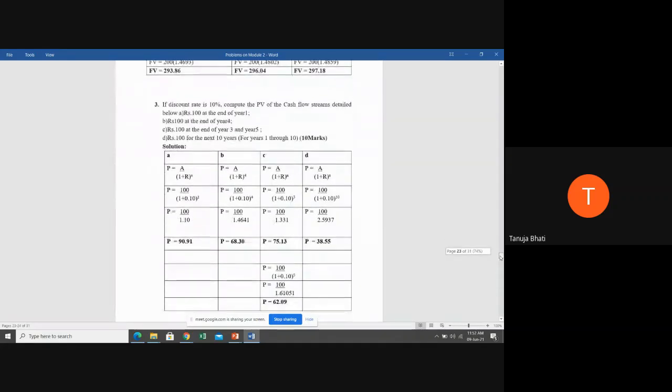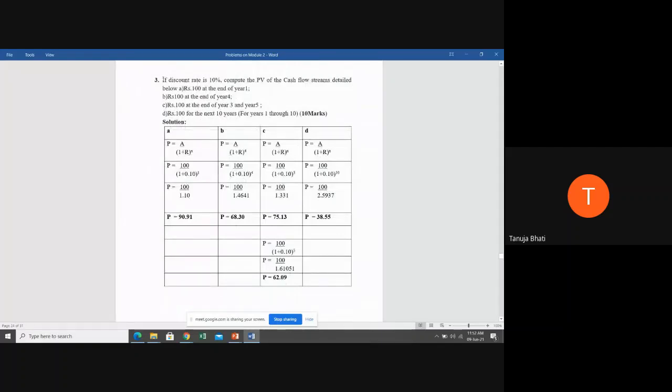Now problem number 3. If the discount rate is 10%, compute the present value of the cash flow streams detailed below. Again here the question is divided into 4 sub questions. Determine the present value if rupees 100 is received at the end of year 1, rupees 100 is received at the end of year 4, rupees 100 is received at the end of year 3 and year 5, and rupees 100 is received for the next 10 years, that is for years 1 to 10, and this carries 10 marks.